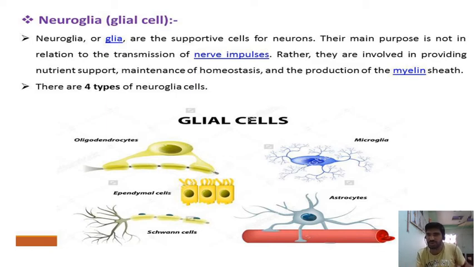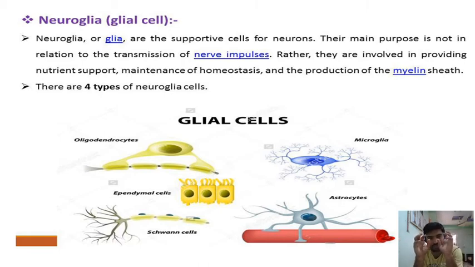They also produce the myelin sheath. These are the main functions. The neuroglial cells do not play an important role in the transmission of nerve information, nerve impulses, or nerve signaling.